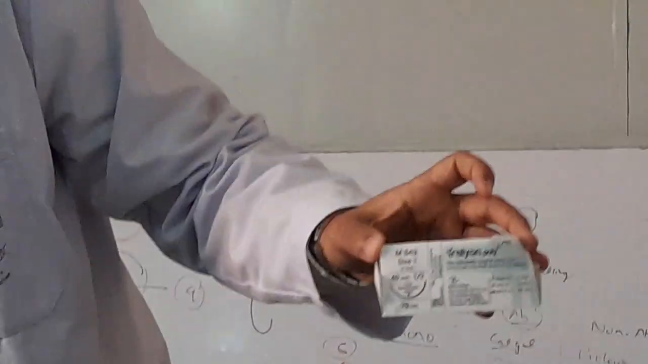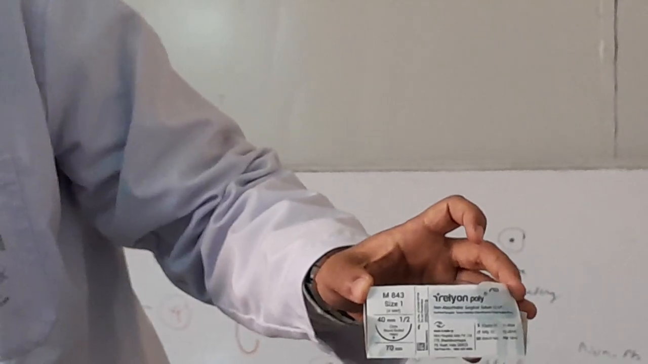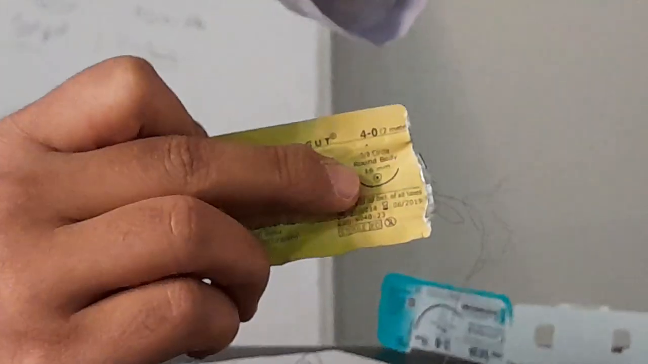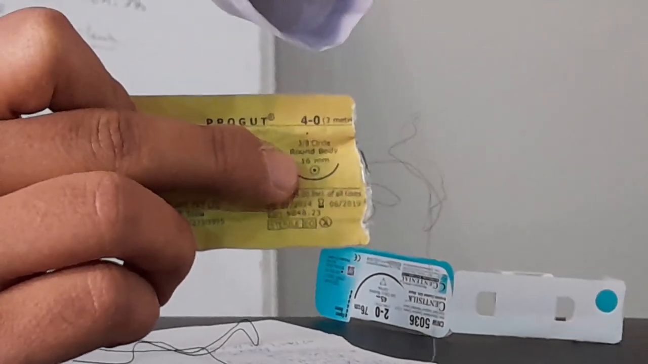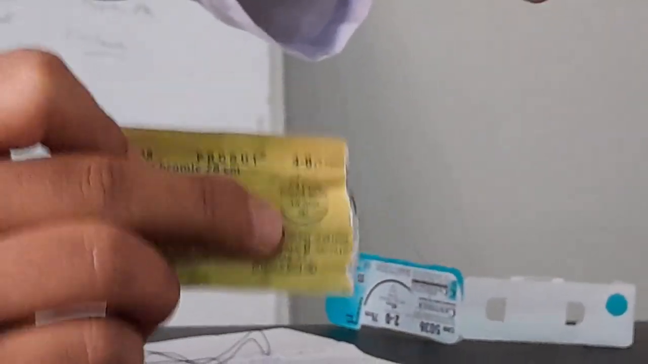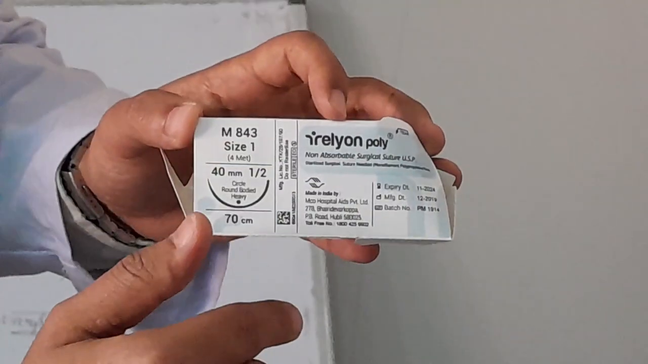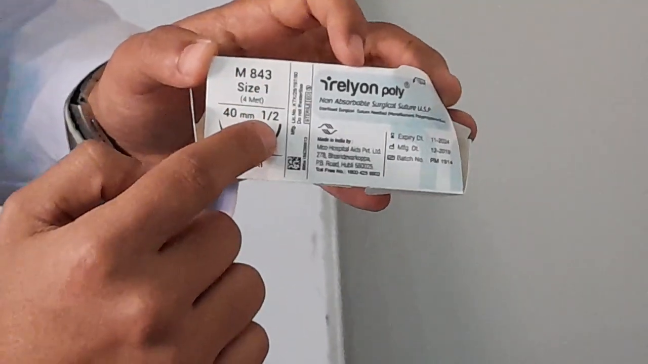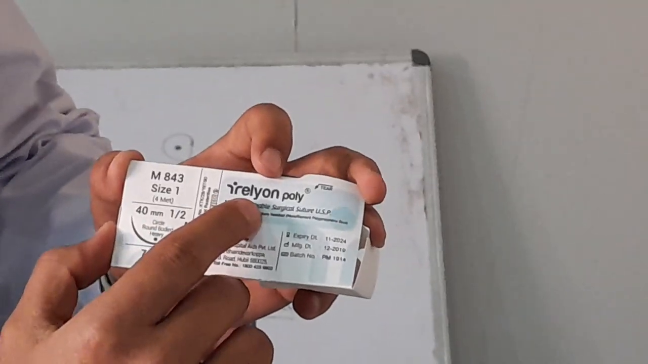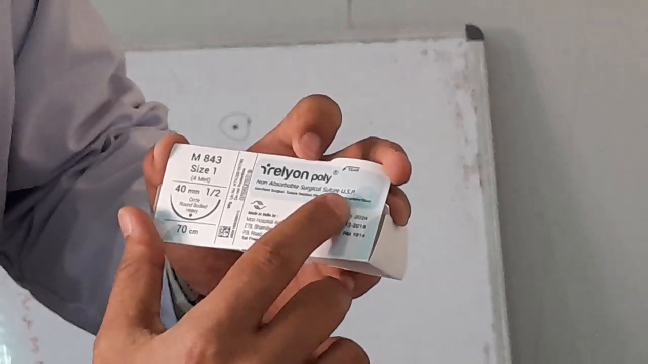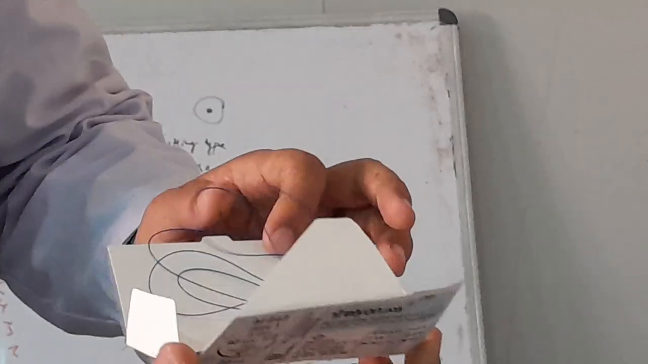Another one we had here, you see there is a circle, and inside the circle there is a black dot. This is also a representation of having a circular body. And this is size 1. Previously it was 20, this is size 1, so it is bigger in size than the previous one. Here the suture material is made up of non-absorbable monofilament polypropylene, blue.